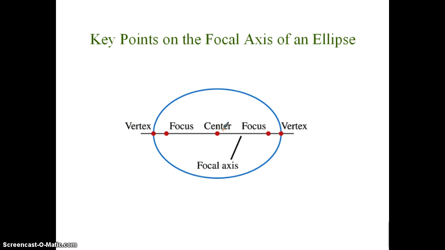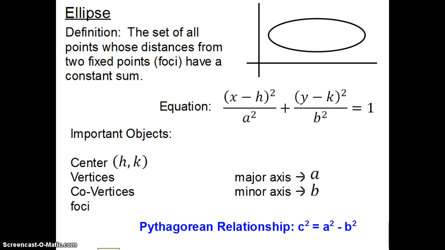In this case, where the ellipse is turned horizontally, that focal axis is going to be horizontal. We can have ellipses turned vertically, where these 5 points would be lined up on a vertical focal axis. Our technical definition for an ellipse is the set of all points whose distances from two fixed points, which we call foci, have a constant sum. And we are going to see a demonstration in class tomorrow to help you understand that definition dealing with the two fixed points and the constant sum.